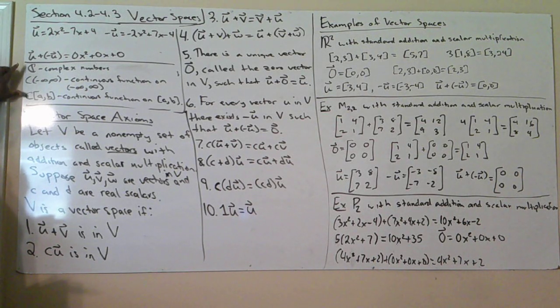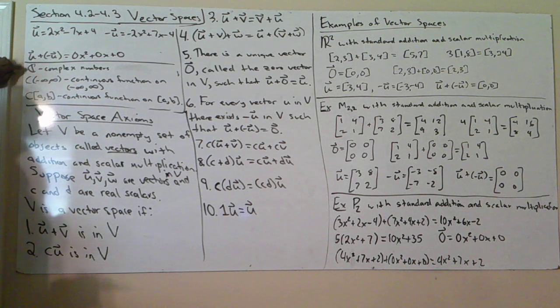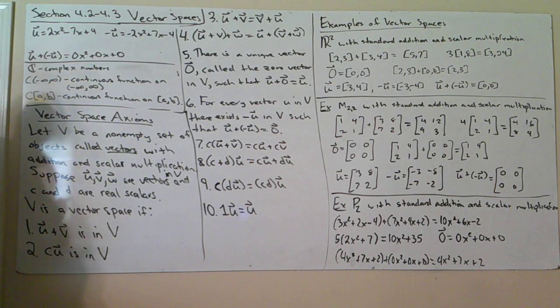When we talk about vector spaces, we always have to talk about the set of objects. My set of objects here is going to be the complex numbers. Then we have to talk about how we operate on those numbers with addition and scalar multiplication. And I'm assuming standard addition and scalar multiplication for the complex numbers, the continuous functions on the interval from negative infinity to infinity, and the continuous functions on the interval from A to B. Okay.